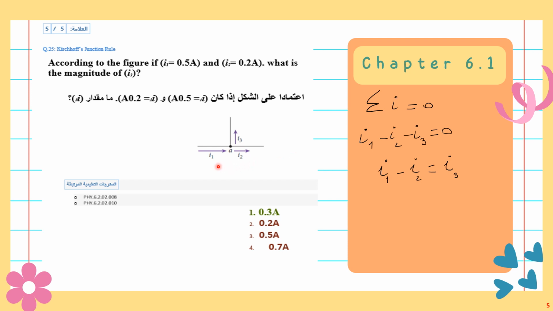So let's count them. I1 is entering the junction, so it's plus I1. What about I2 and I3? I2 and I3, as you see, are leaving the junction, so we're supposed to put minus for them. So I1 minus I2 minus I3 is equal to 0. Here they are asking for I3, so we arrange the equation. I3 will be equal to 0.5, which is I1, minus 0.2, which is I2. So the answer is 0.3 ampere for I3.